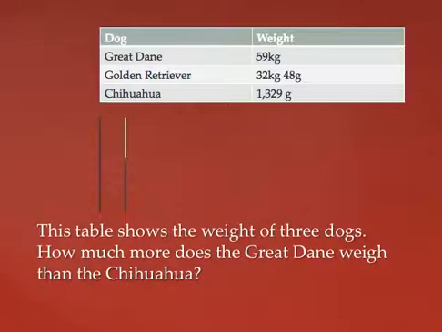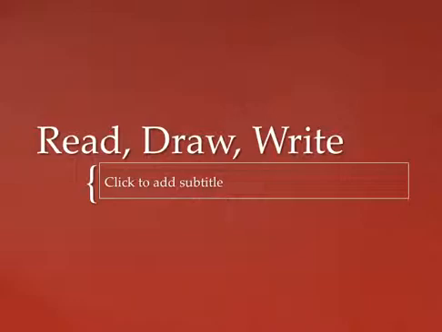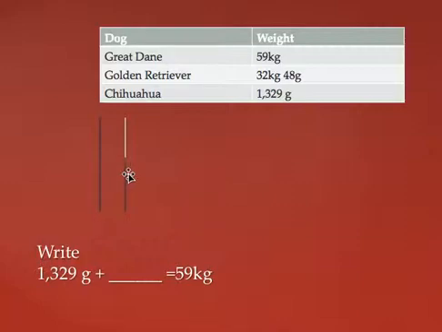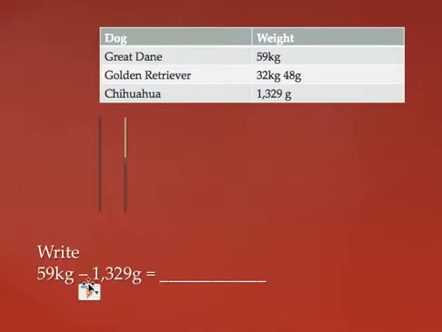So now I've done my read and my draw. It's time for me to write. And when I write, basically, I am writing an equation or multiple equations to solve it. So when I think about this picture, I can think of it as the Chihuahua plus this will equal the Great Dane. Because remember, I'm trying to find out what this is. So this is my blank right here. Or I could think of it as the Great Dane minus the Chihuahua will tell me the difference between them.